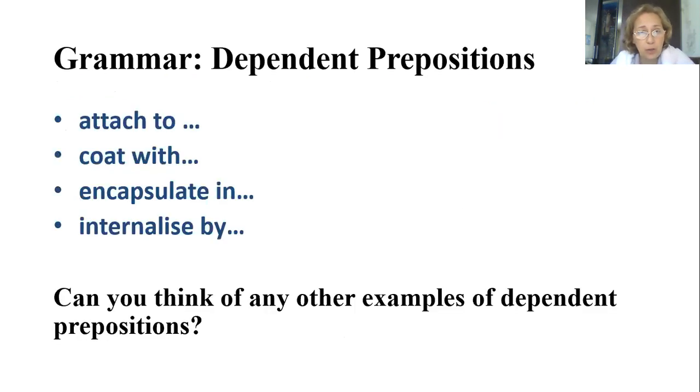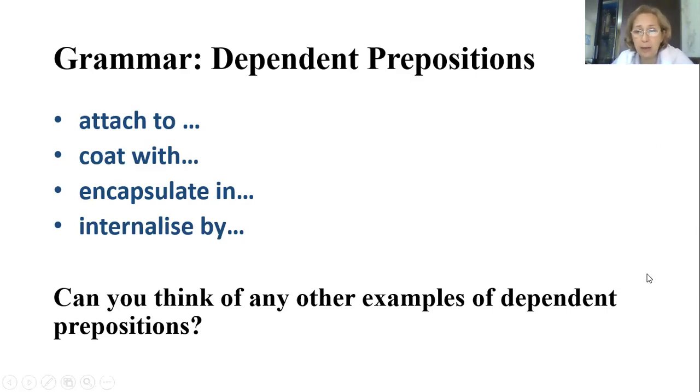So actually we are interested here in the specific verbs and prepositions. So you see that in English, after some specific verbs, we should use some specific prepositions, and they are called dependent prepositions. То есть предлоги, которые используются после определенных глаголов, только определенные предлоги. Like attach to, прикреплять, coat with something, покрывать чем-то, encapsulate in, помещать в капсулу, внутрь, internalize by, усваиваться чем-то.